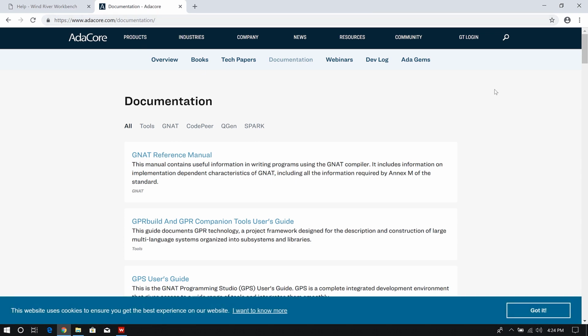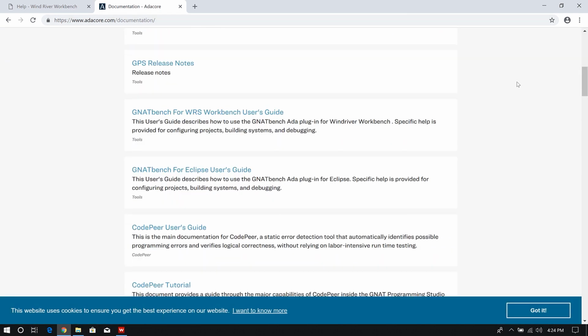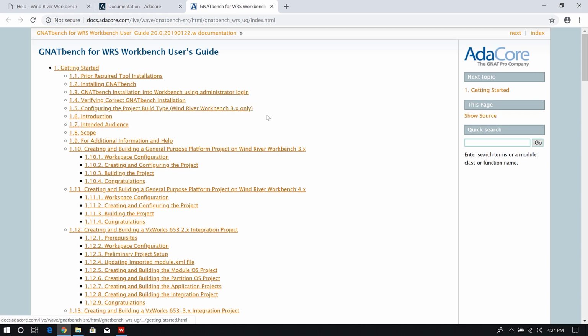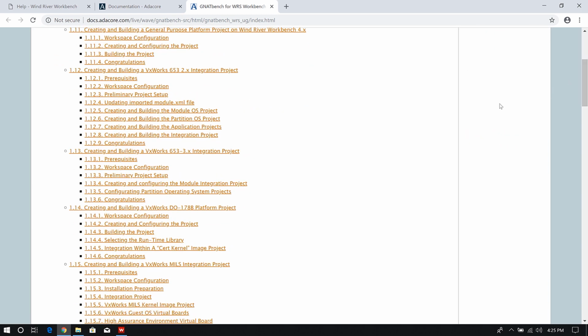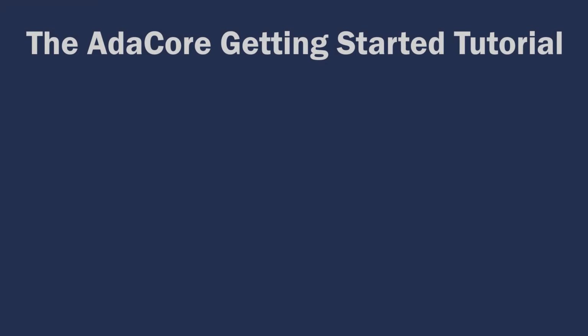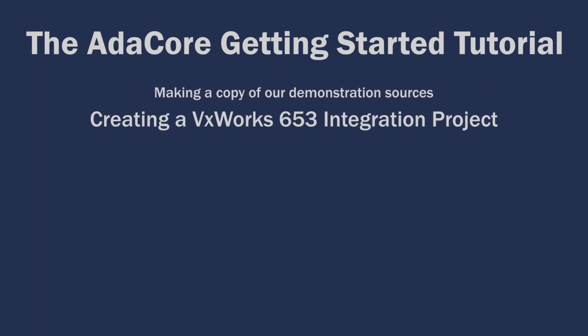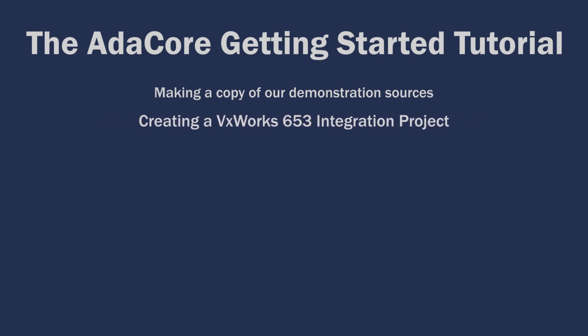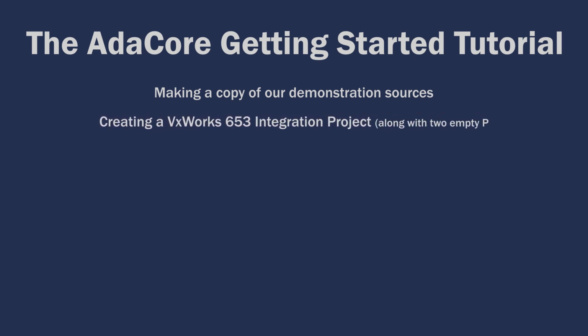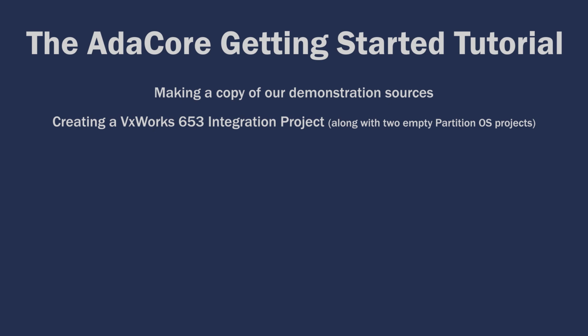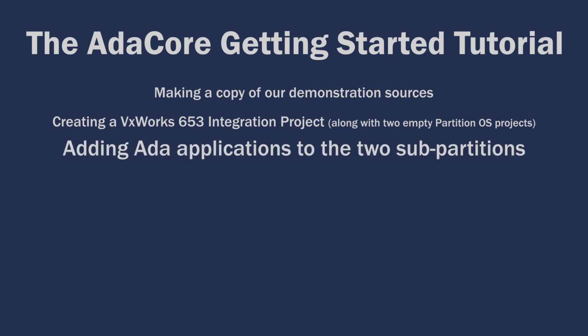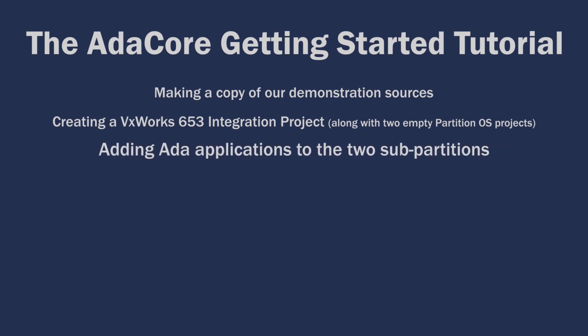Look for the GNATbench for WRS Workbench User's Guide, and jump to the section for Creating and Building a VxWorks 653.3.x Integration Project. In the next few minutes, we'll be doing the following. We'll be making a copy of our demonstration sources. We'll create a VxWorks 653 integration project, along with 2 empty Partition OS projects. Then we'll add Ada applications to the 2 subpartitions.